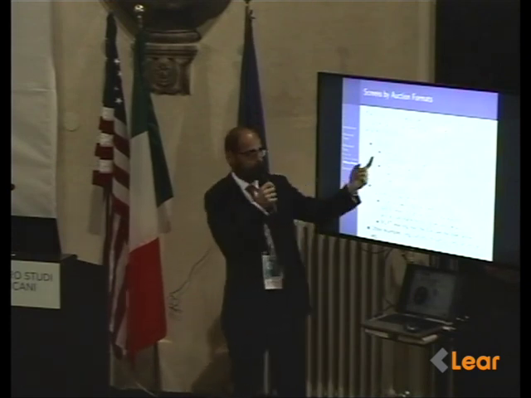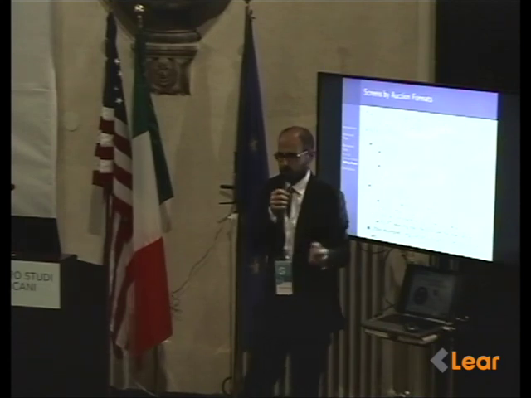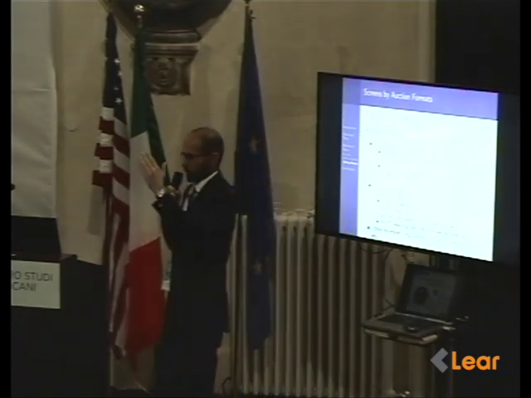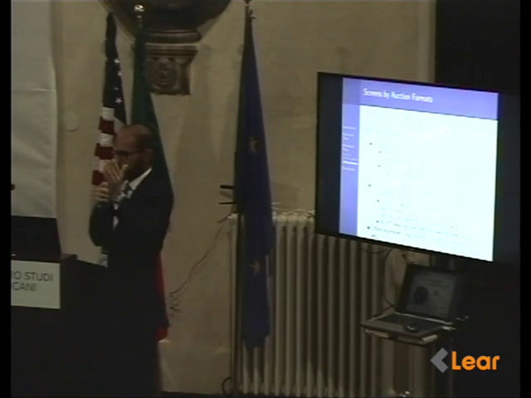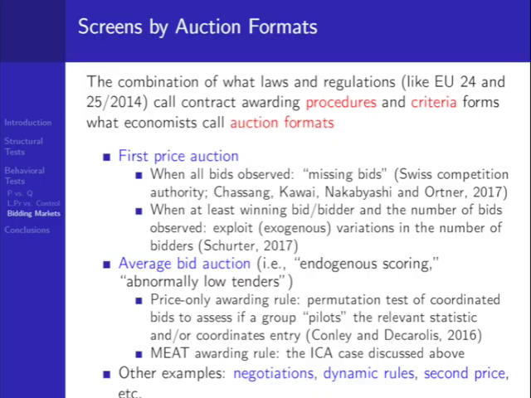In the regulation, typically, you hear about procedures and criteria. A procedure can be an open call or a negotiation, and criteria can be price or the most economically advantageous tender. Economics does not have the same language. It speaks about auction formats, which typically are the combination of a procedure and a criterion. So once this mapping is done, then you can exploit a very broad set of indicators that the economics literature has constructed to detect collusion in different auction formats.